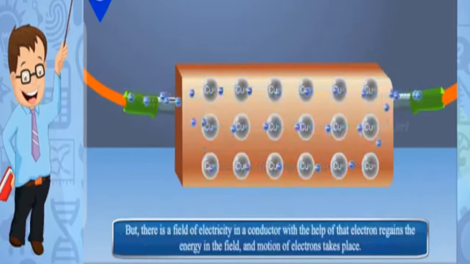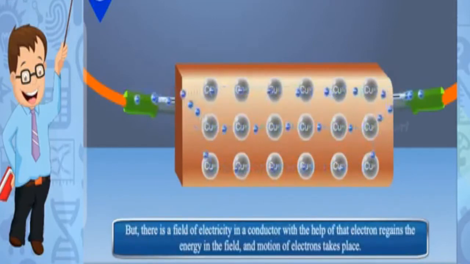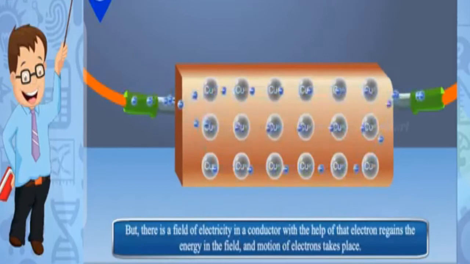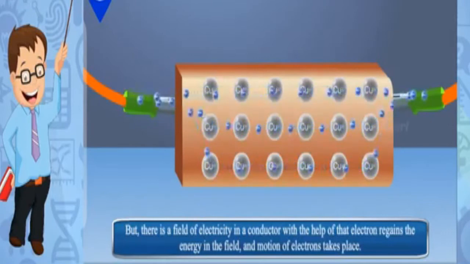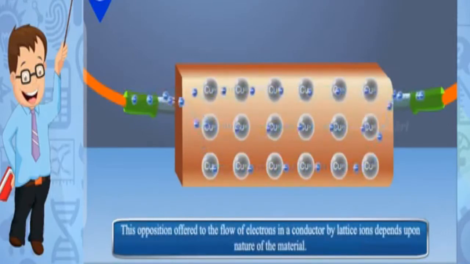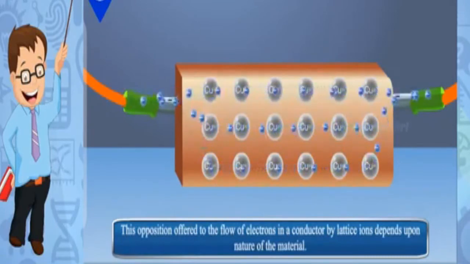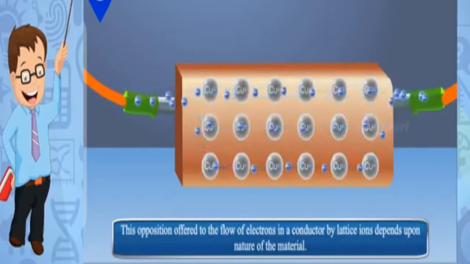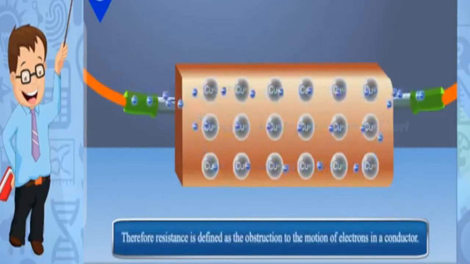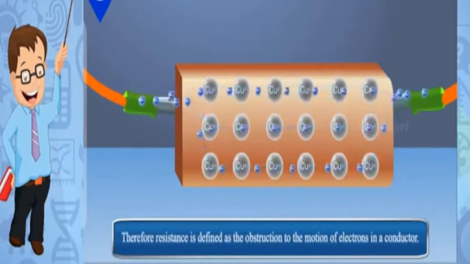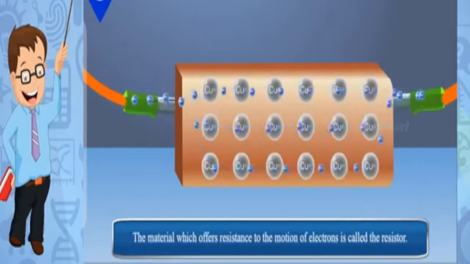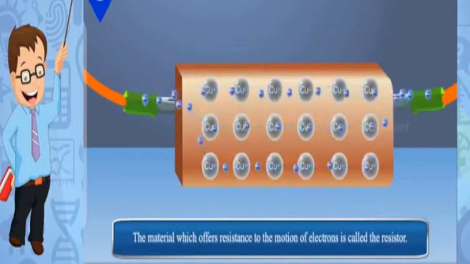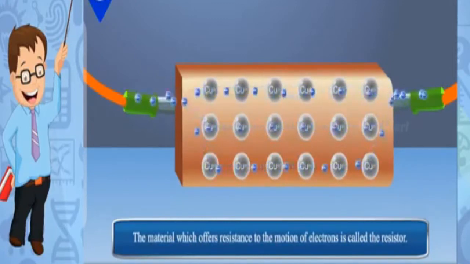But there is an electric field in the conductor. With the help of that field, the electron regains the energy, and the motion of electrons continues. This opposition offered to the flow of electrons in a conductor by lattice ions depends upon the nature of the material. Therefore, resistance is defined as the obstruction to the motion of electrons in a conductor. The material which offers resistance to the motion of electrons is called a resistor.